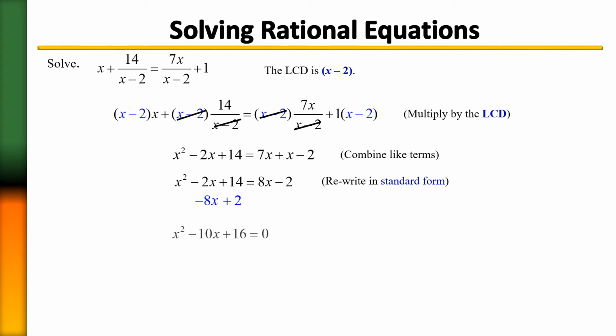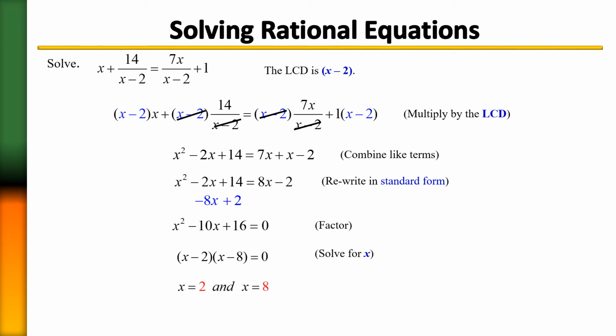So once we do that, we're going to wind up with a trinomial, x squared minus 10x plus 16. Let's go ahead and factor that and then solve for x. So once we factor that, we can see that for one parenthesis, we're going to add 2, the other add 8. And that leaves us with two solutions of 2 and 8.